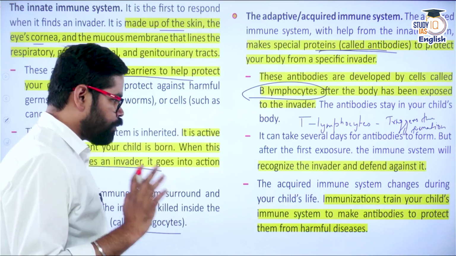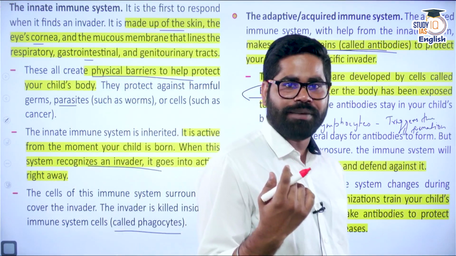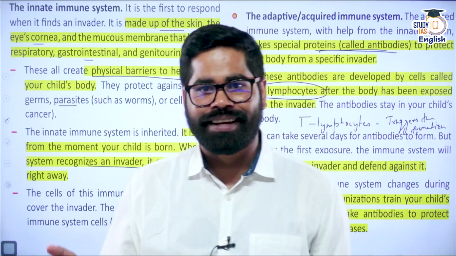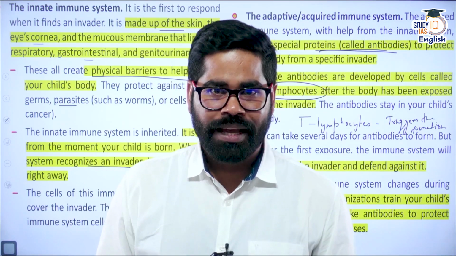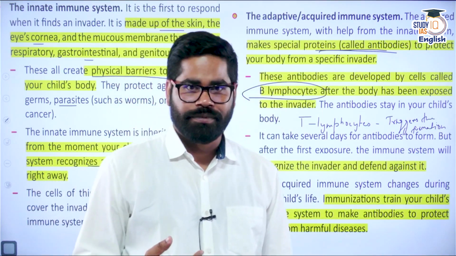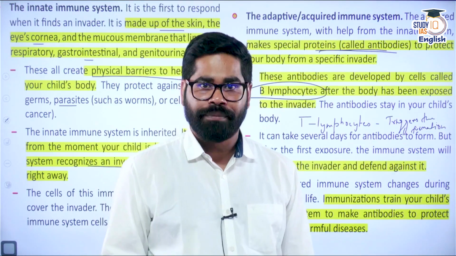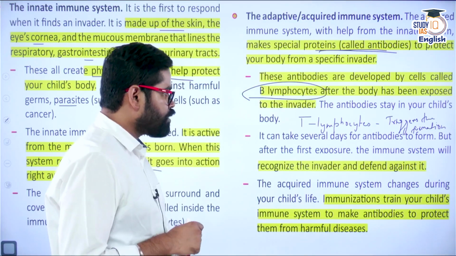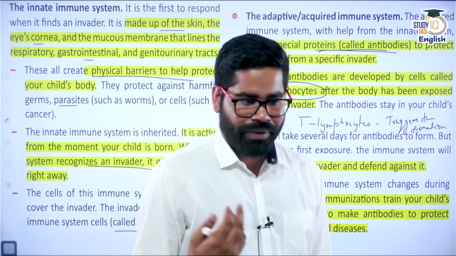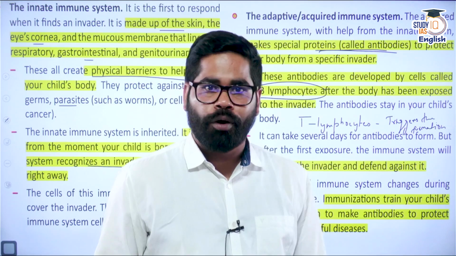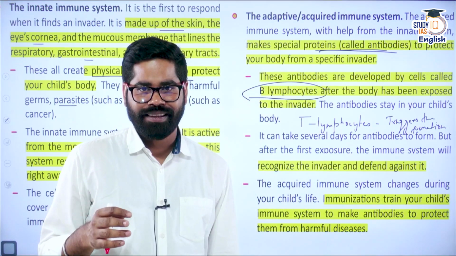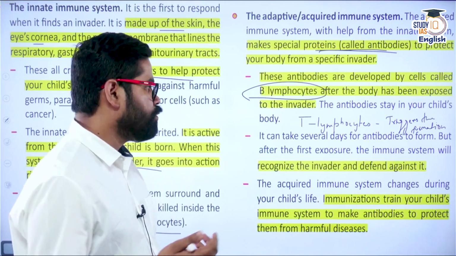Now there is one more thing. In the case of the innate immune system, what we have seen is that it provides an immediate response. But in the case of the acquired immune system, the antibodies will take time to be formed. It can take even several days. Sometimes bacteria or viruses attack us and the body is able to recover from it over a long period of time. So it takes several days to form inside the body.